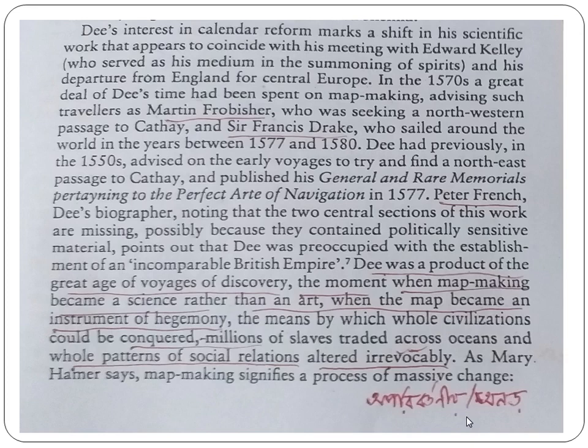Actually, D was a product of the great age of voyages of discovery, and the moment when map making became a science rather than an art, and when the map became an instrument of hegemony. Map becomes the instrument of hegemony, and Dr. D was a map maker, and as a map maker he wanted to apply science and show how a map can portray hegemony, how a map portrays power.